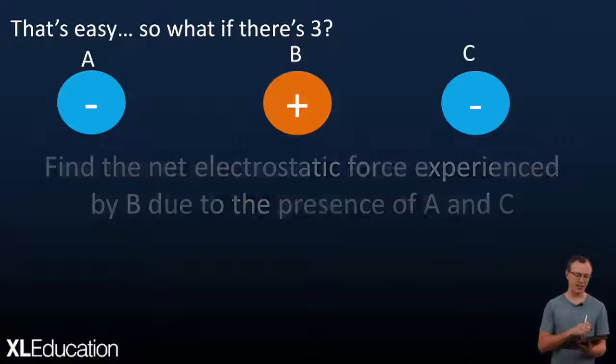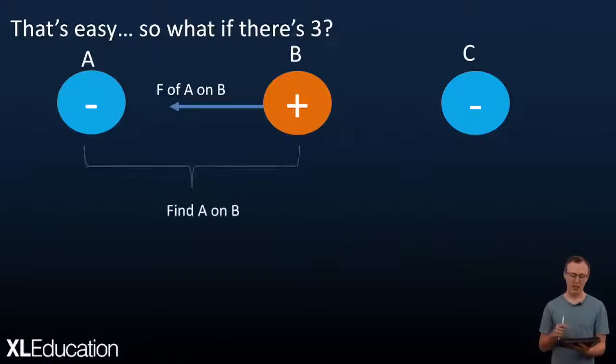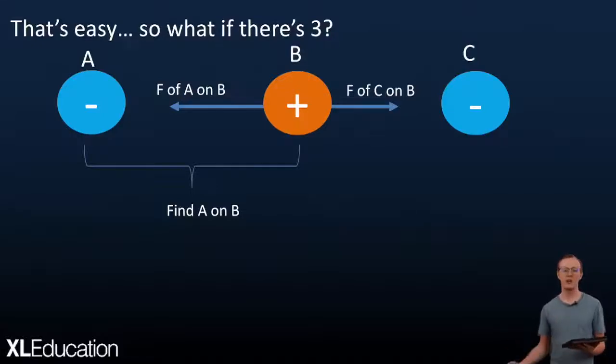So B is experiencing a force due to A, and since it's a positive and a negative, there's a force of attraction. So B has a force to the left. And B and C is also experiencing a force. C is pulling B towards it, so B also has a force going to the right.